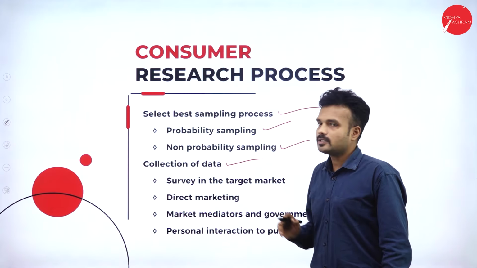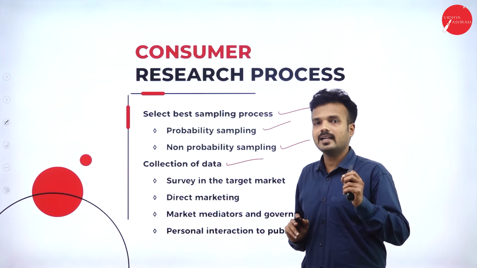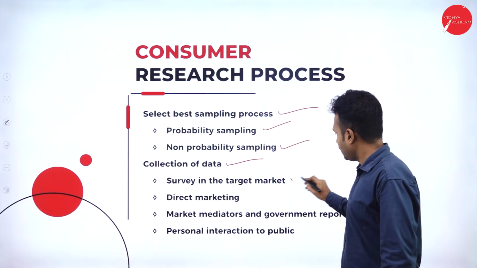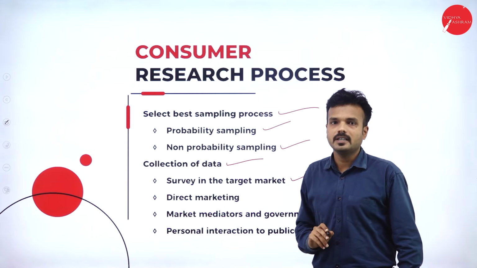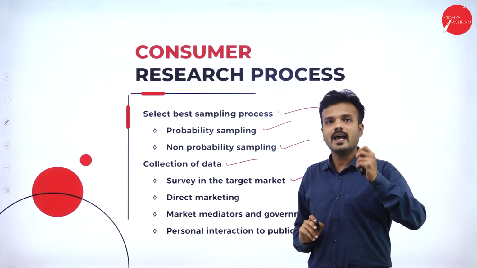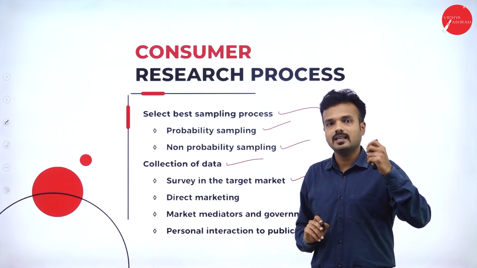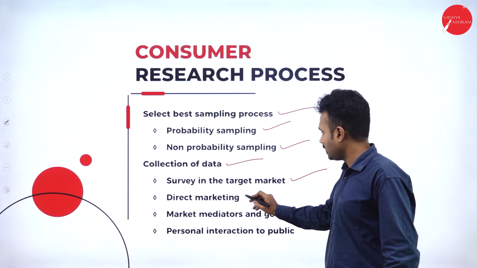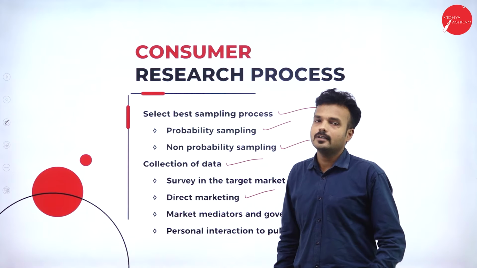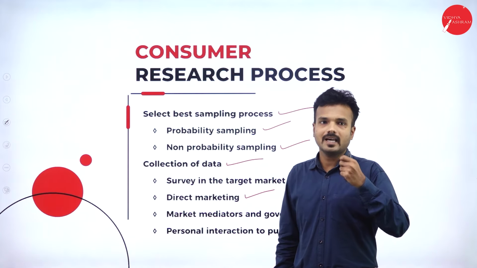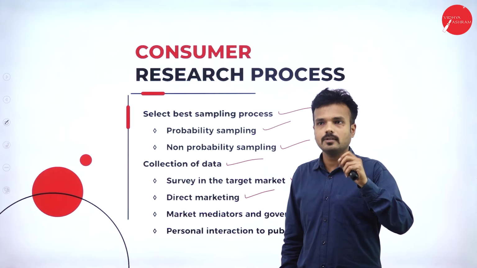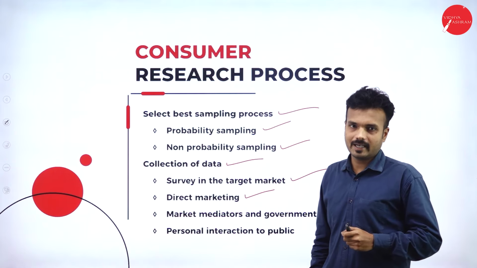In this process, the researcher collects the data from various aspects, such as a survey in the target market. He conducts a survey in the target market and finds the answers to the questions that he has. The second step is that he collects information by direct marketing. By the direct marketing process, he may collect all the information. It may be through email marketing or any other source of direct marketing.